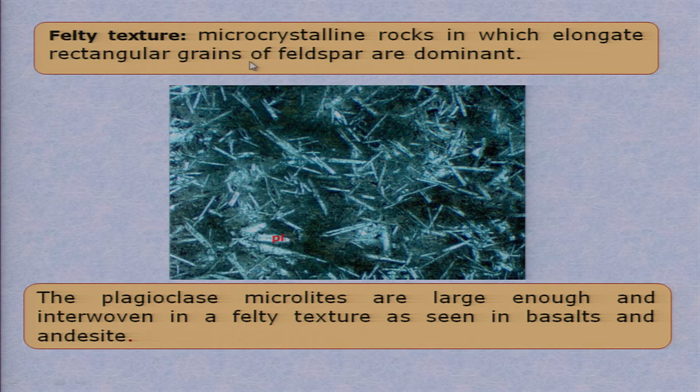Then felty texture. Felty texture is a texture which contains microcrystalline rocks in which elongate rectangular grains of feldspar are dominant. The plagioclase microlites are large enough and interwoven in a felty texture as in basalts and andesites. These two types of textures are commonly found in two types of rocks, which I have already stated earlier. They are basalt and andesites.